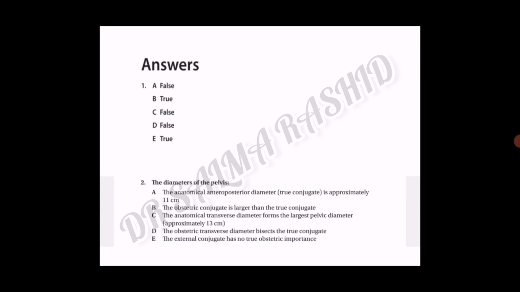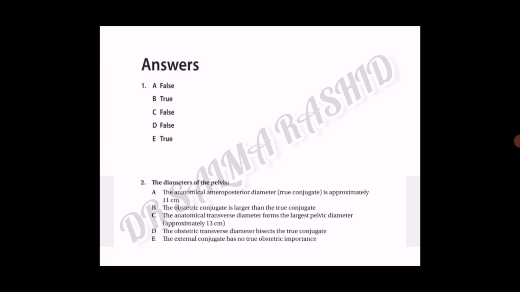So after reading the explanation, the anatomical anterior-posterior diameter, true conjugate, is approximately 11 cm. It's true. The obstetric conjugate is larger than the true conjugate.